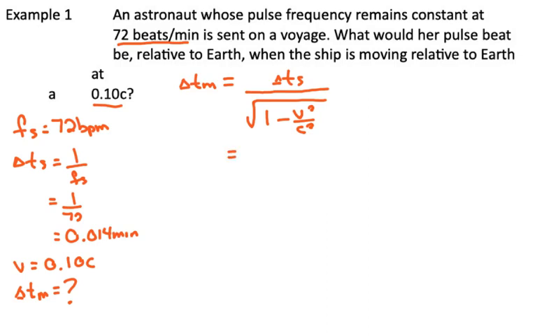Substituting in what we know, delta t_s is 0.014 minutes. Now, we don't actually know v. We do not need to go and calculate it out in terms of an absolute number. We can plug it in as 0.10 c, and because it's v squared in the formula, that will be squared. Forgot one small thing here. Plug it in as 0.10 c, which is squared over c squared.